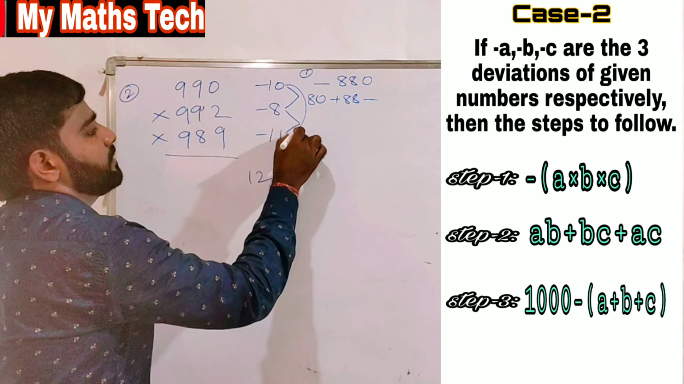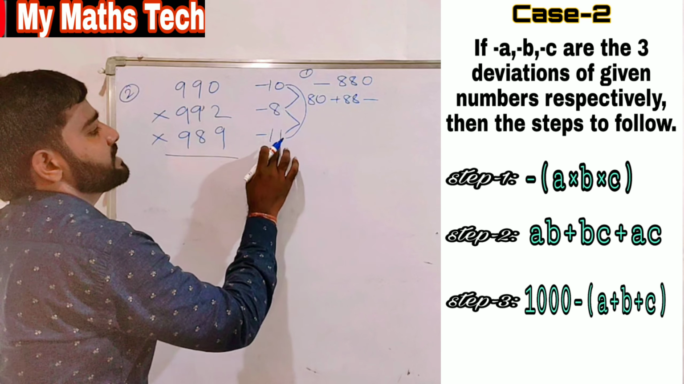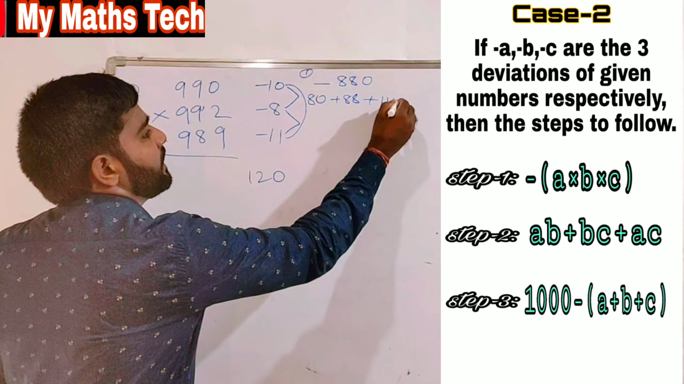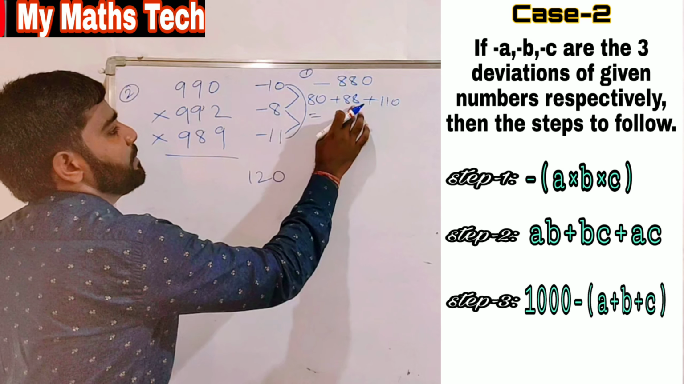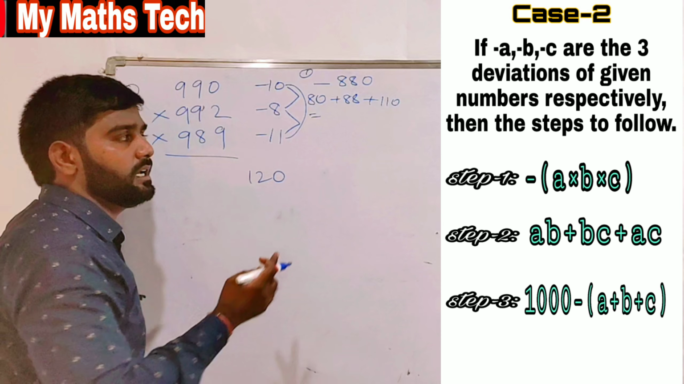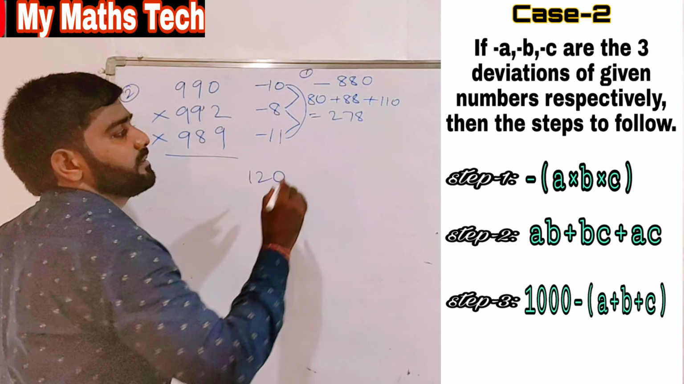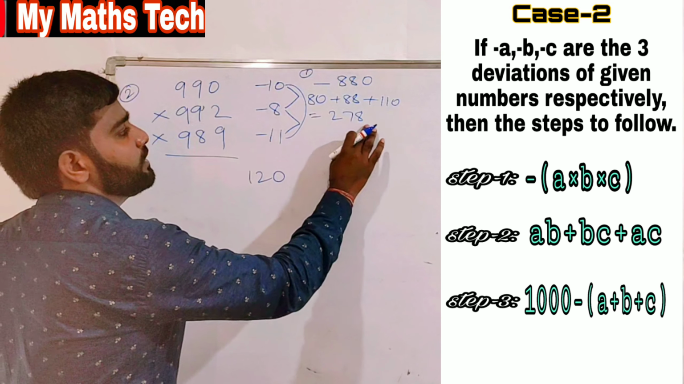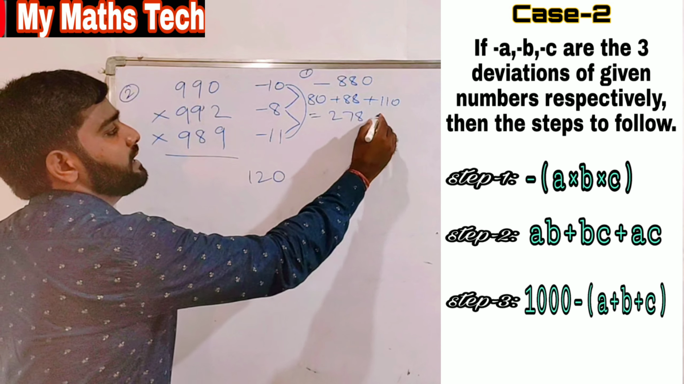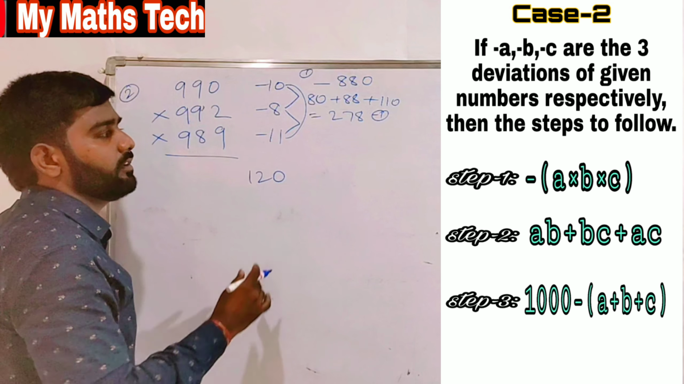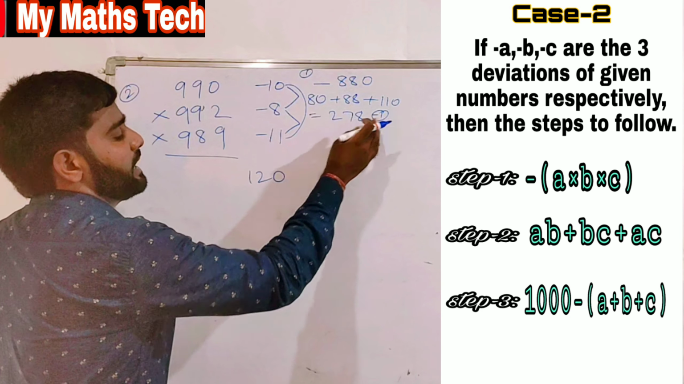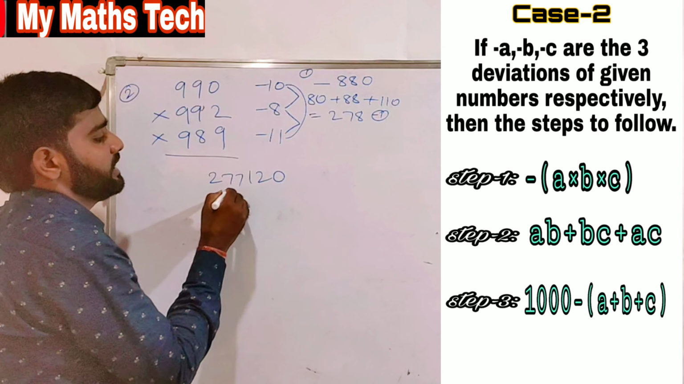AC: minus into minus is plus, 10 11s are 110. Their sum is equal to 80 plus 88 is 168, plus 110 is equal to 278. From 278 we have to subtract that borrowed one. Then what will be the answer? 278 minus 1 is equal to 277.